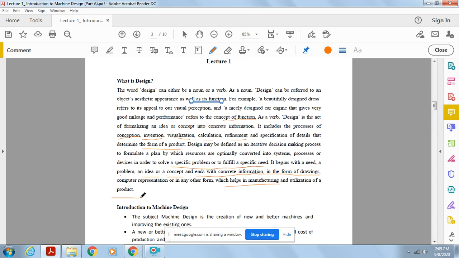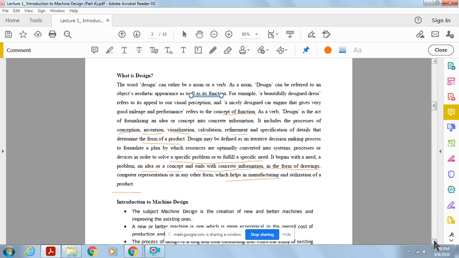Now design can be of different types. Any particular component can be designed, any system can be designed. Design is basically a broad concept. Particularly we are thinking about machine design, so our primary motto is to decide the several factors in machine design.